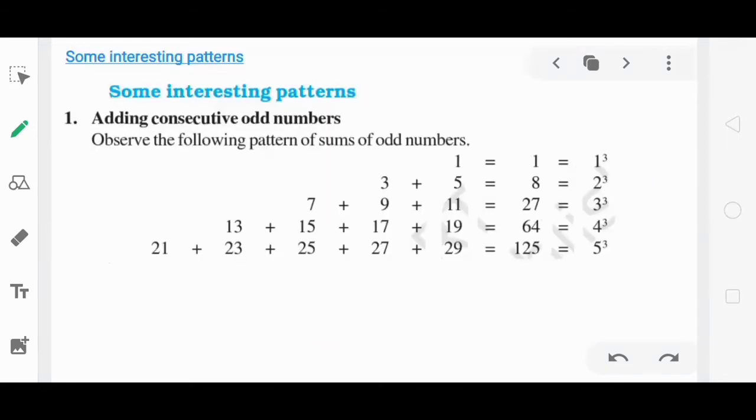Now, we will discuss some properties of the cube numbers. Let's see. First property is what? Adding consecutive odd numbers. But before we discuss, let's watch a video first.